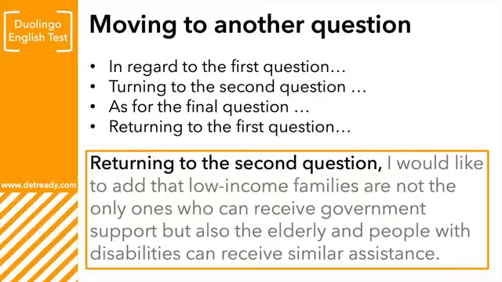Returning to the second question, I would like to add that low-income families are not the only ones who can receive government support, but also the elderly and people with disabilities can receive similar assistance. These types of transitional phrases from question to question are a great way to make your answers sound a lot more logical, and it makes it easier for you to move to another question.